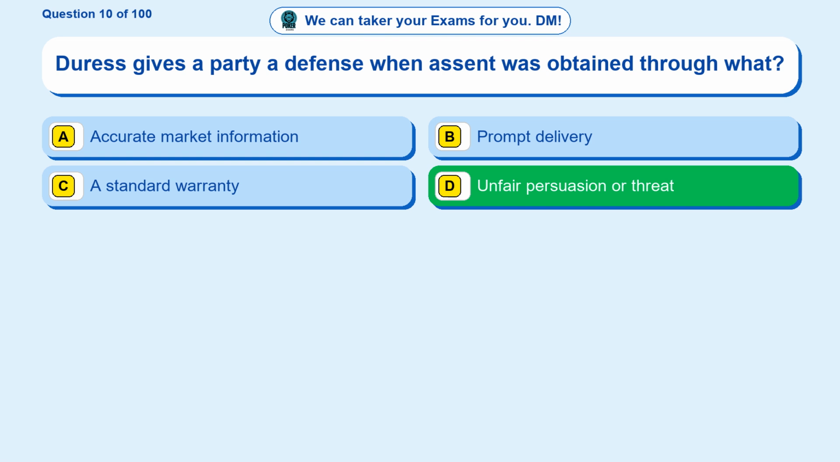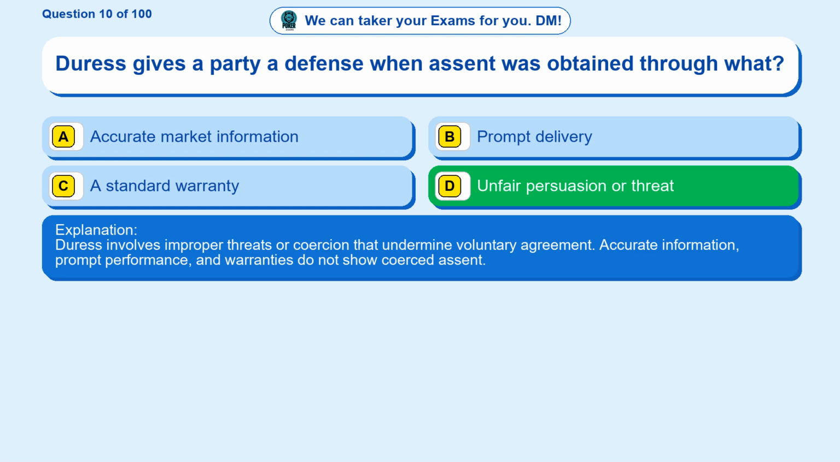Unfair persuasion or threat. Duress involves improper threats or coercion that undermine voluntary agreement. Accurate information, prompt performance, and warranties do not show coerced assent.